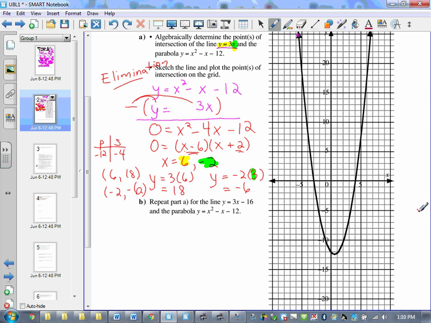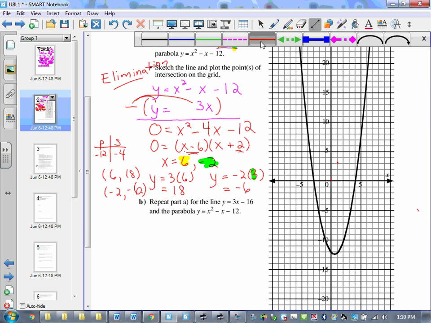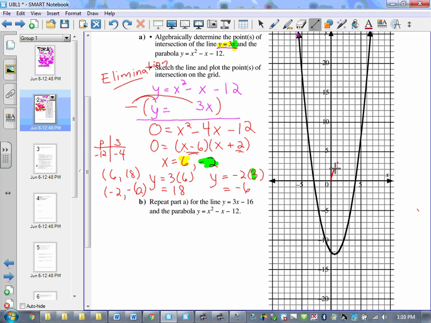So we could sketch this line. Our intercept would be 0 and our slope is 3. So 2 points here, connecting our 2 points. Hopefully that works.